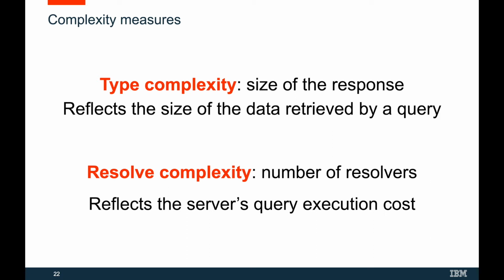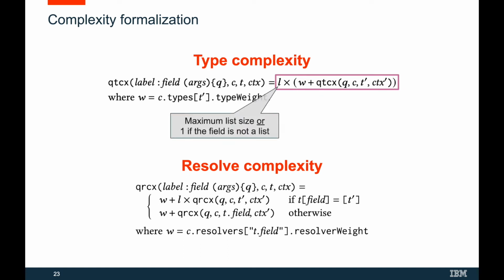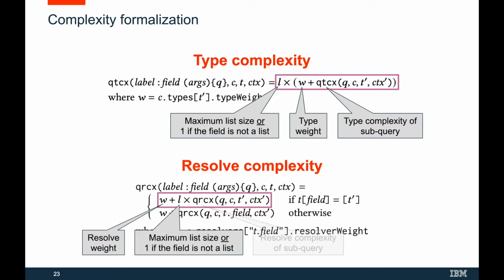If we assign a weight to each type and a weight to each resolver, then we can calculate 2 weighted recursive sums that will represent the complexity of the query. We define the former as type complexity and the latter as resolve complexity. Here are the formalizations of the complexities. The type complexity is a product of the maximum list size and the sum of the type weight and the type complexity of the subquery. The resolve complexity is the sum of the resolve weight and the product of the maximum list size and the resolve complexity of the subquery.